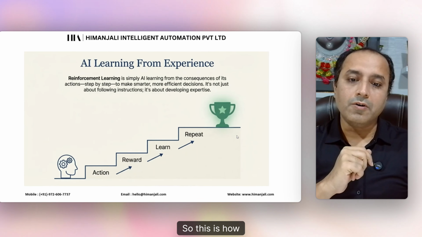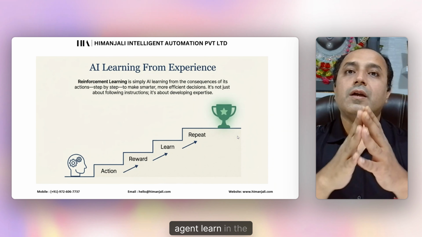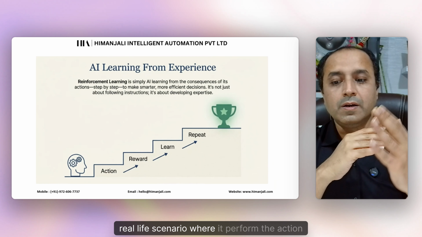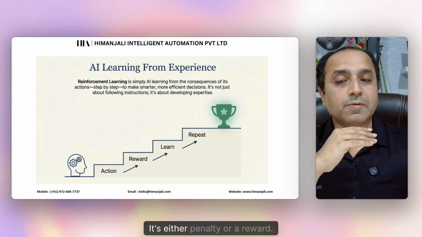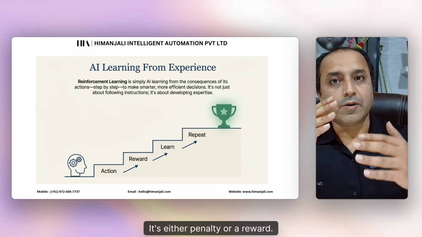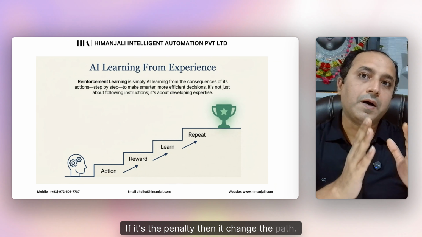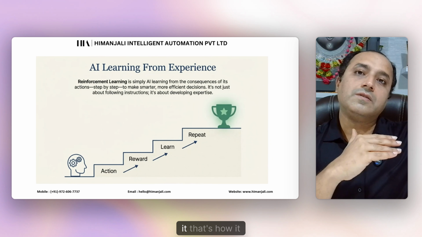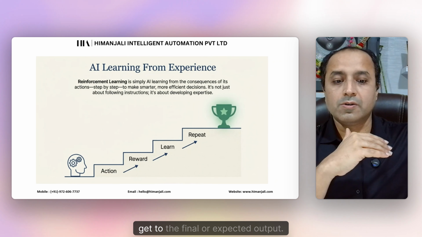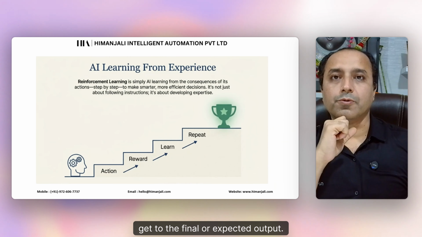So this is how an agent learns in a real-life scenario, where it performs the action, then it checks the reward. It's either a penalty or a reward. If it's a penalty, then it changes the path. If it's a reward, then it continues. Then again it runs, and that's how it gets to the final or expected output.